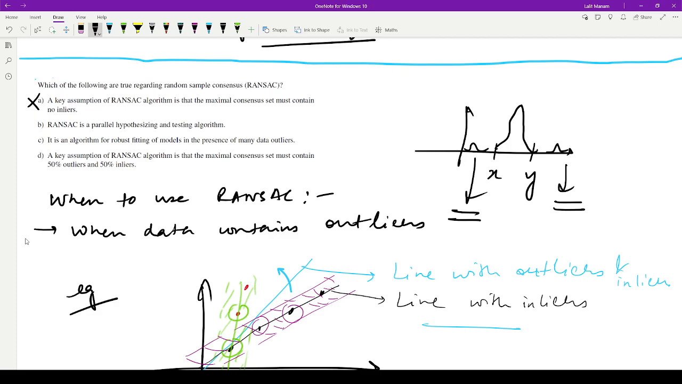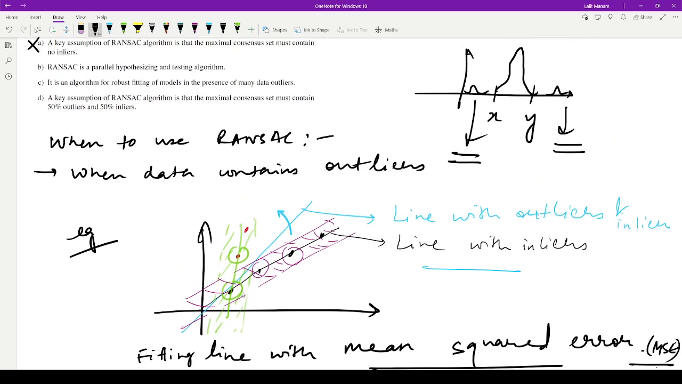Yes or no? I hope you understand the hypothesis part. The hypothesis part is I'm first assuming that these 2 points are the correct points, and then I fit a line. That's my hypothesis. And then test how many points lie within that threshold. That's the testing part. Again in this case, this is another hypothesis where I choose 2 points, assuming it's the correct line, and then again test how many points are within the line. So is this a hypothesizing and testing algorithm?